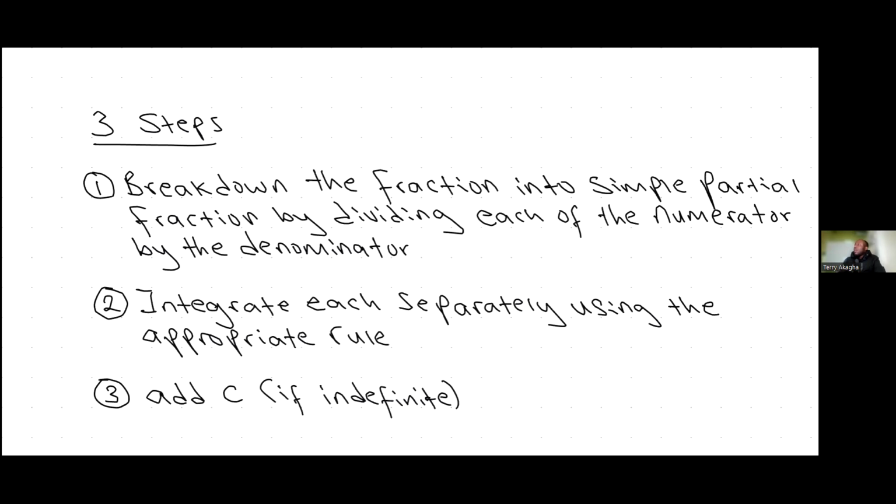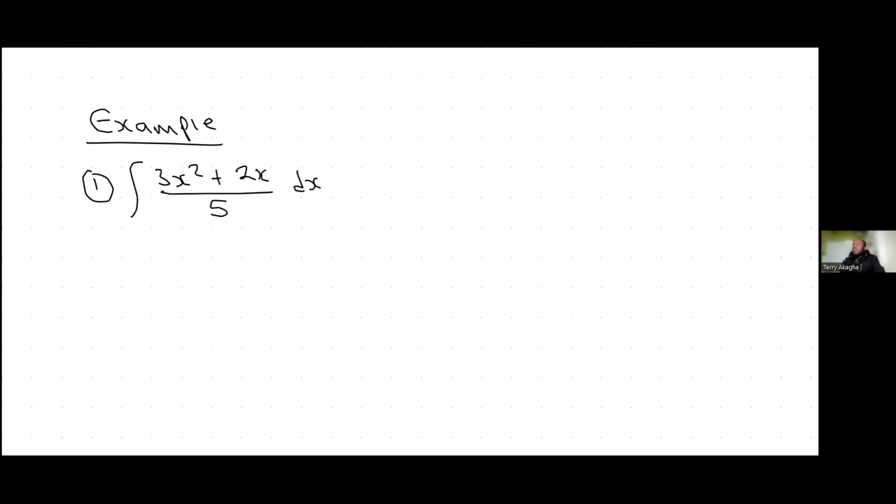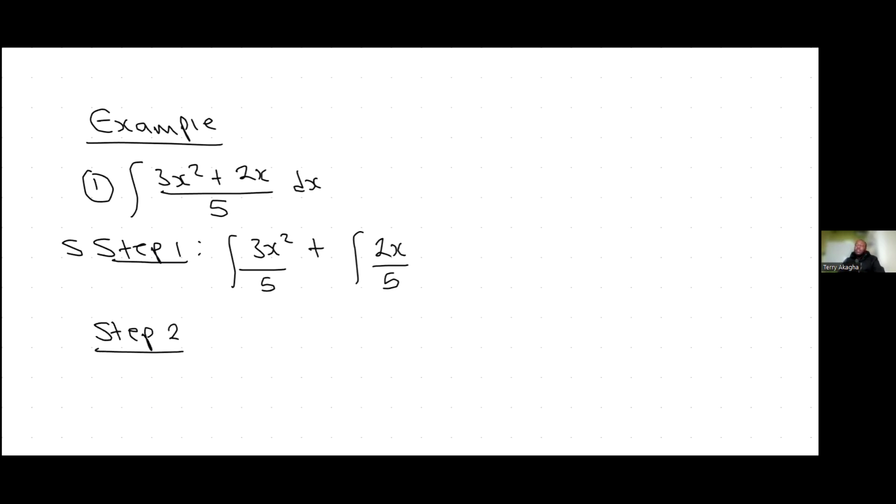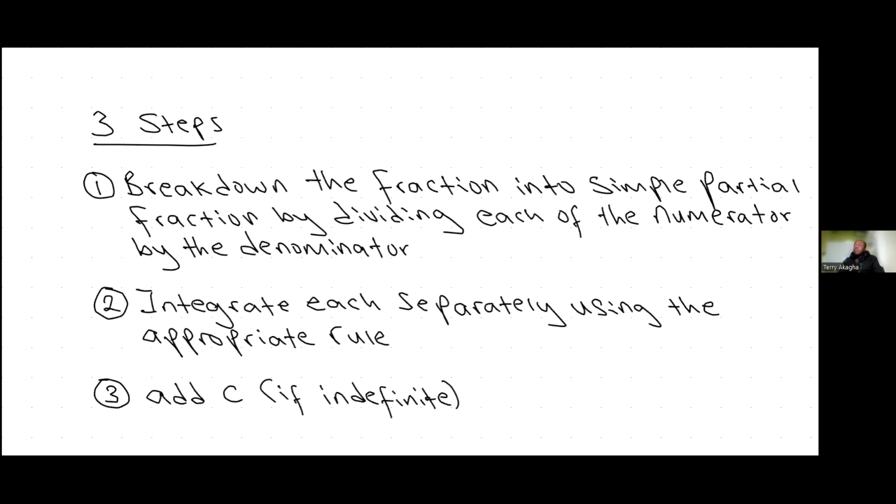So let's do this together now. So let's break this down. So step 1, we have to break this. So we're going to have the integral of 3x squared divided by 5 plus the integral of 2x divided by 5. Then step 2, we have to integrate this as normal, right? So we have to integrate each of them separately using the appropriate rule.